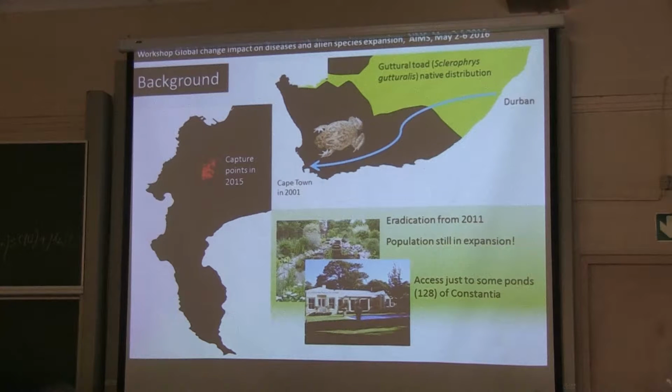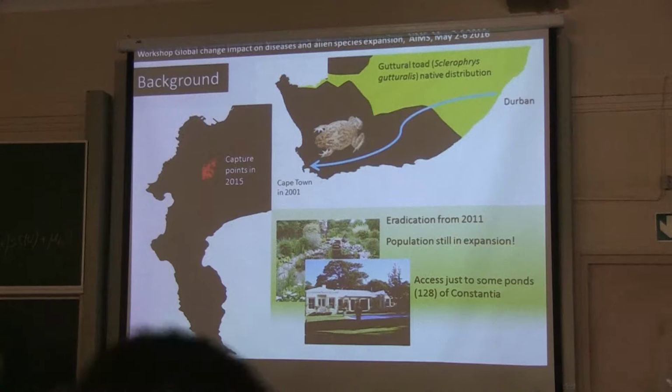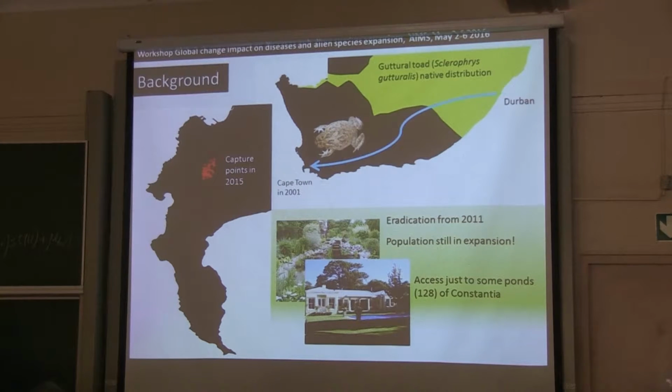The main limitation of this eradication is that we have access to just some ponds, because we have to remove the species during the night. So this is a nocturnal species. We have to go there physically and remove all of them by hand. And most of these garden ponds are located in private properties, so you can understand that a lot of people are not super happy or very willing to allow access to these properties.